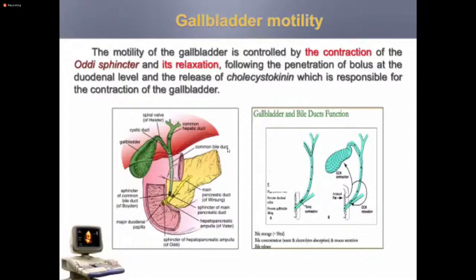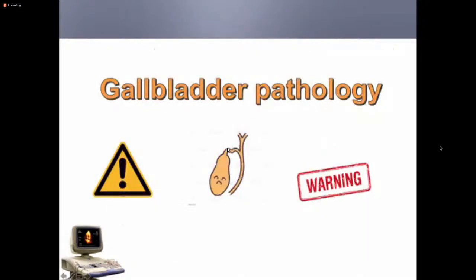Regarding the motility, it's also very important to understand in the clinical approach of the patient with hepatobiliary disorders or digestive disturbances. The motility of the gallbladder is controlled by the contraction of its specific sphincter, and its relaxation following the penetration of the bolus at the duodenal level, and the release of cholecystokinin, which is responsible for the contraction of the gallbladder. It's very, very important to understand this and to have it all in mind.